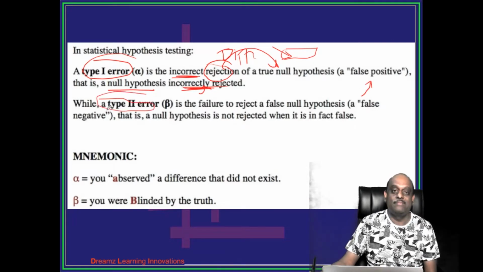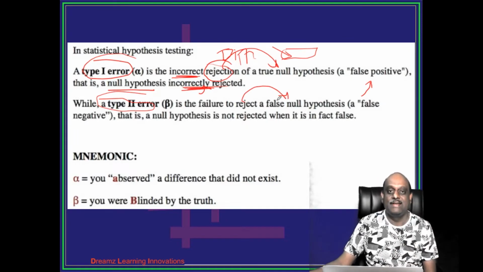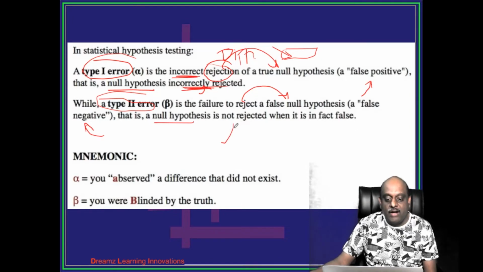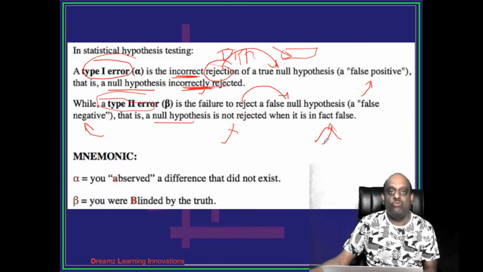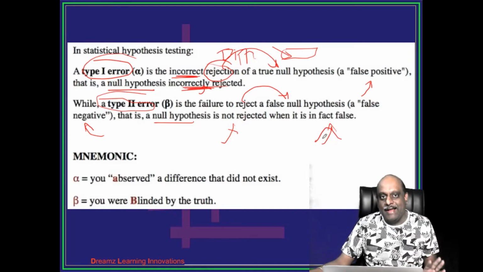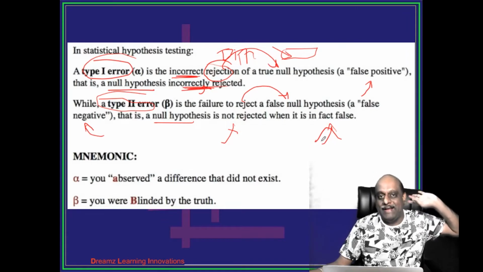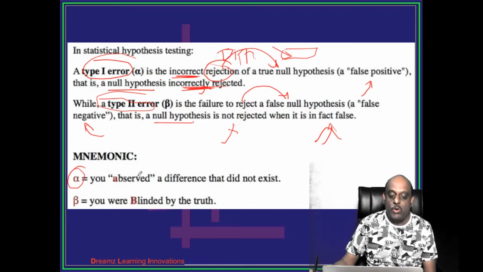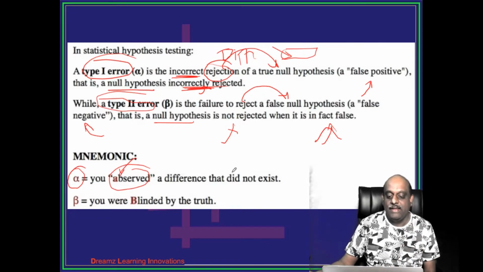Type 2 error. It is failure to reject a false null hypothesis. That is, it is a false negative. That is, null hypothesis is not rejected even though it is false. Even though it is something to be rejected, you did not reject it, that is type 2 error. Right? How will you remember easily? Alpha, you observed a difference. You observed a difference that did not exist.